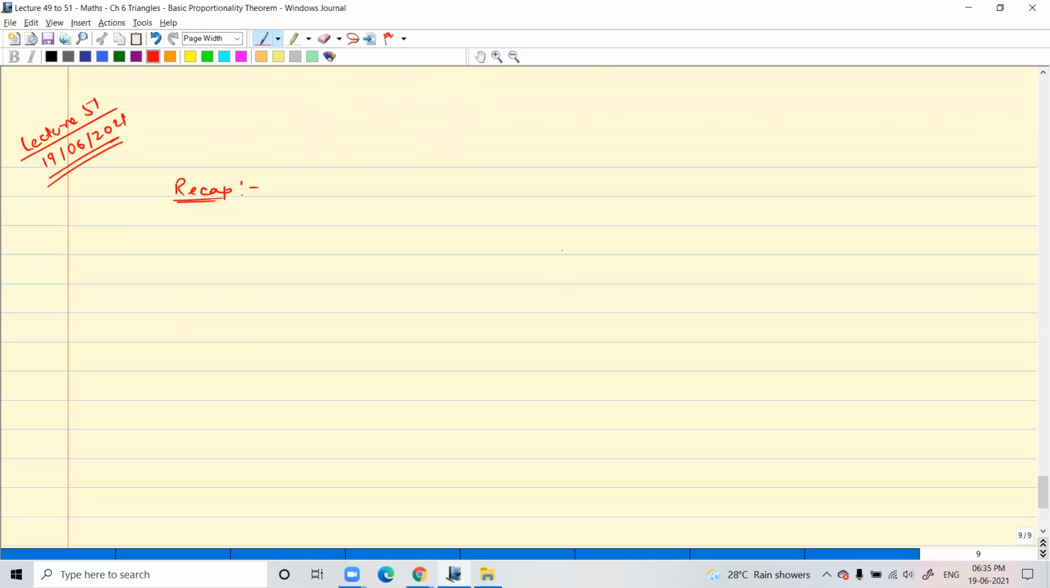So let's just do a quick recap of the theorem alone. What does the theorem say? If we have a triangle ABC like this, and if we draw a line which is parallel to any one of the sides. So let's say I'm drawing a line which is parallel to BC, and I'm going to call it DE.